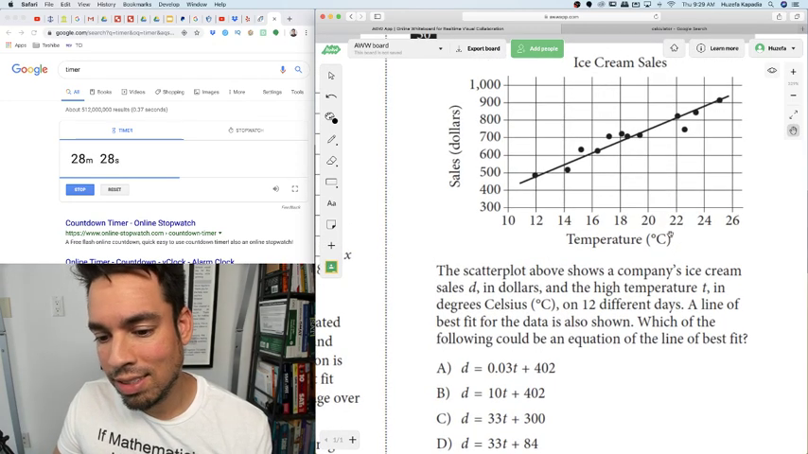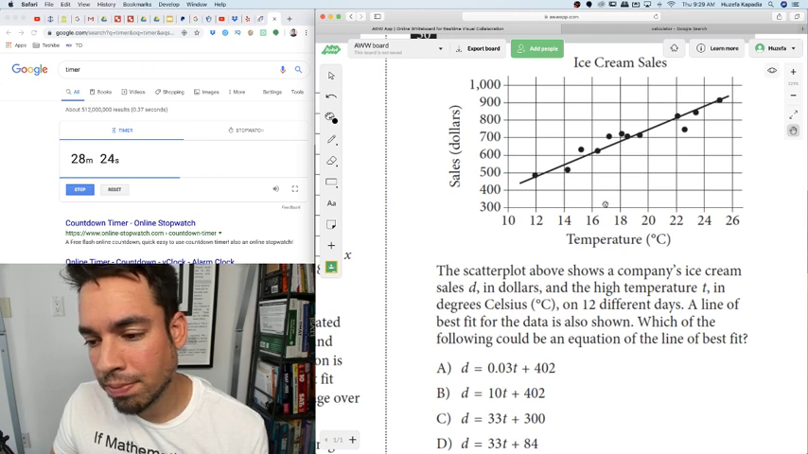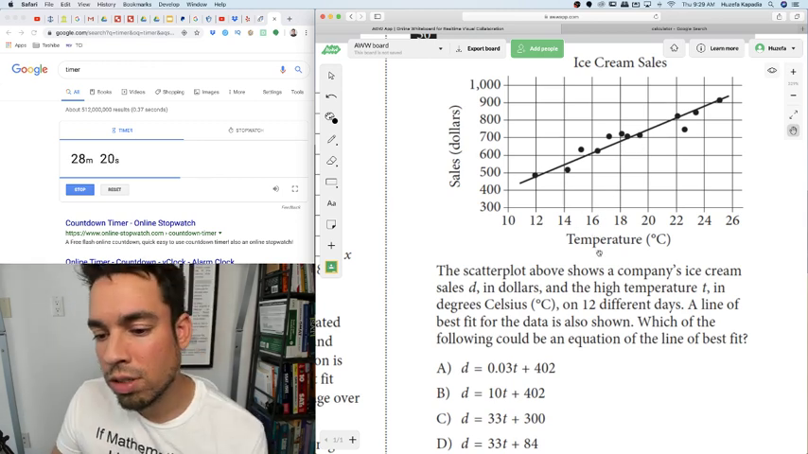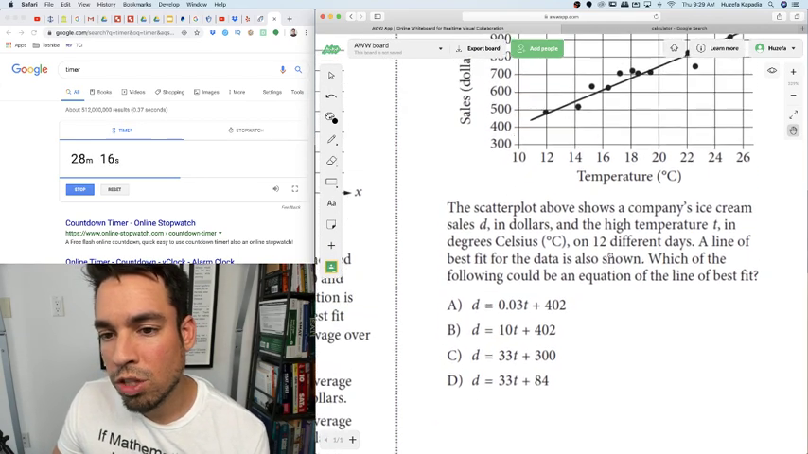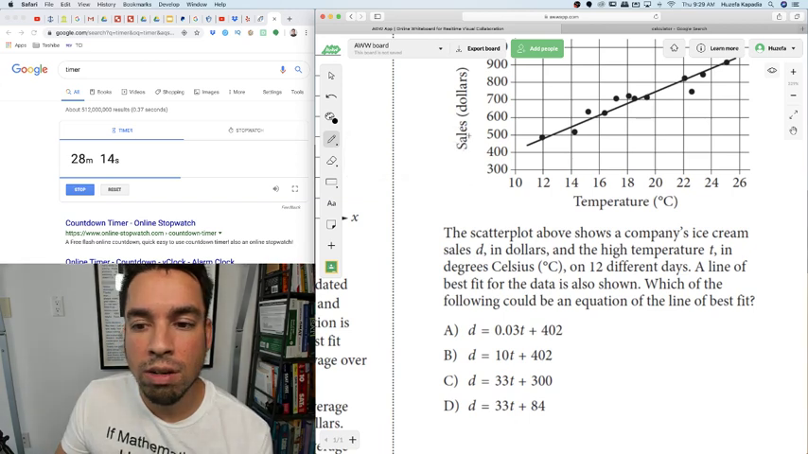Company's ice cream sales, D, in dollars, and the high temperature, T, in degrees Celsius. So as it gets higher, more sales. A line of best fit for the data is also shown. Which of the following could be an equation for the line of best fit? Okay, let's extend this out first of all.